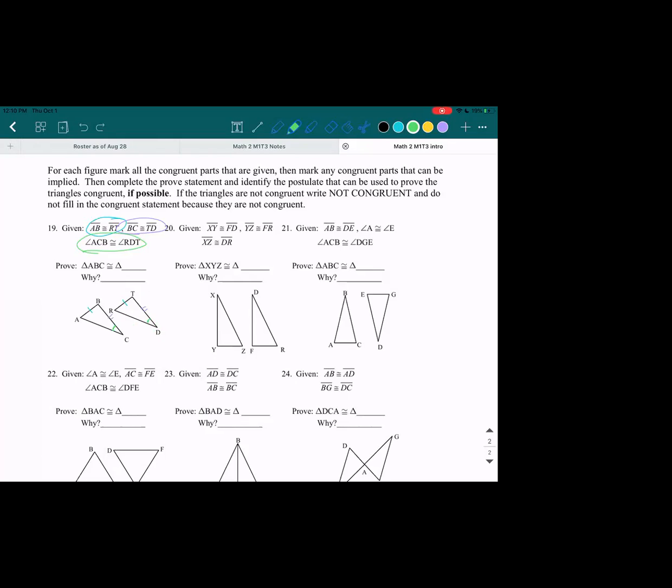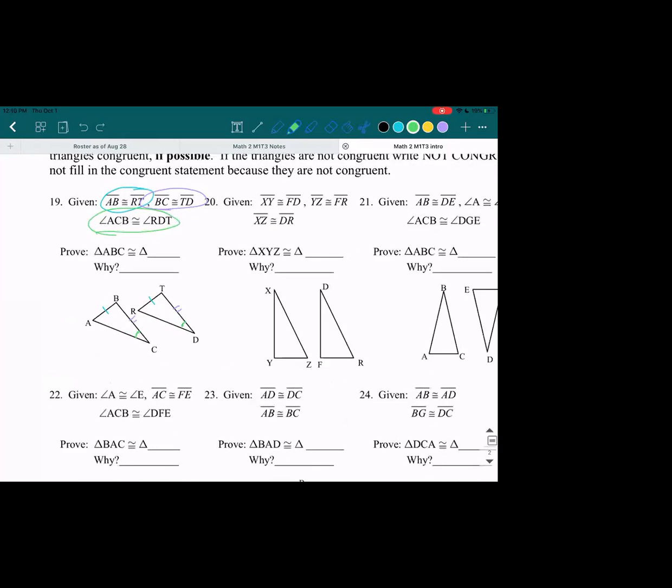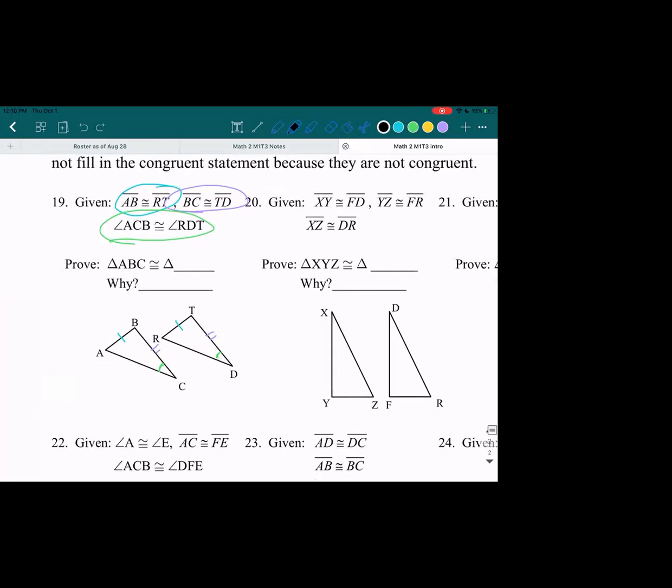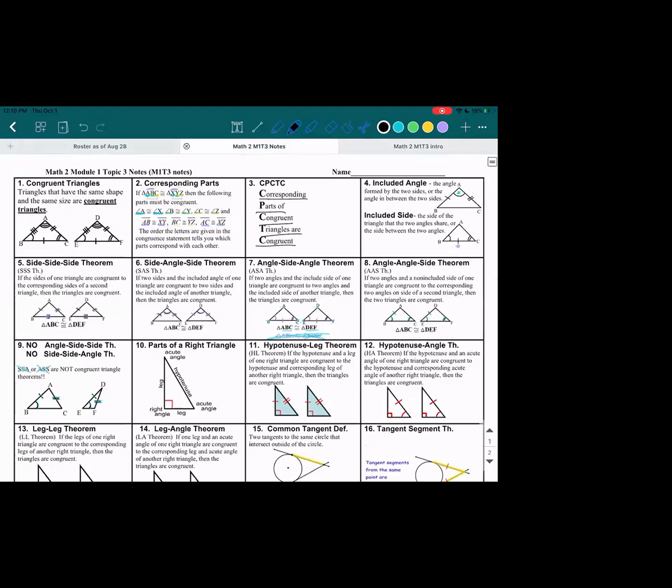Okay, so then let's see. They are saying prove that triangle ABC is congruent to the next one. Let's see if this is actually even possible to prove. So we have a side that's congruent, right? Then we have another side, the purple one, that's congruent. And then we have an angle that's congruent. So over here we have SSA. So let's take a look to see if SSA is allowed.